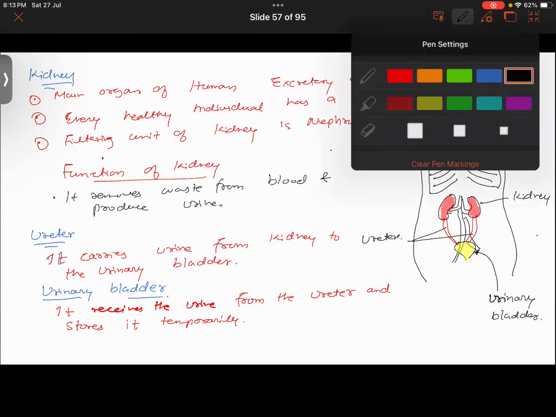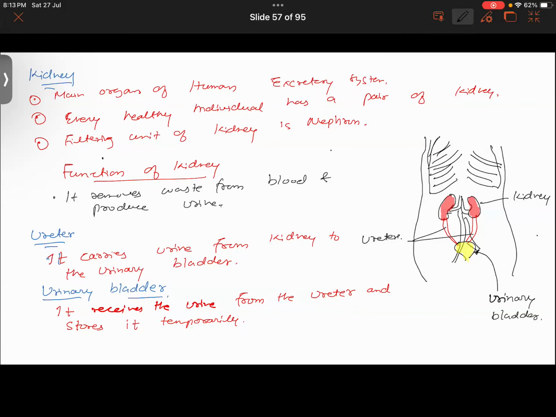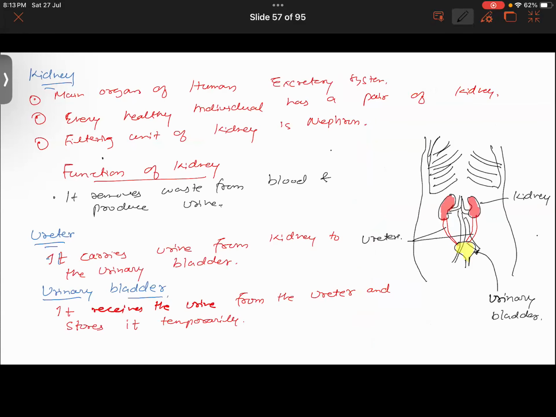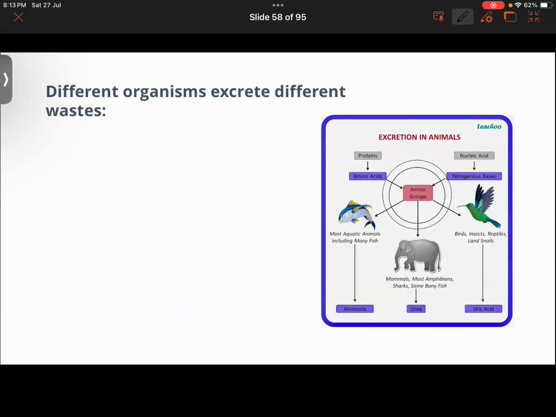Next topic, the urethra. From the urinary bladder, there will be an opening, as you can see in this one over here, the opening of the urinary bladder from where the urine would be coming. That is the urethra basically. You can highlight it using a different color. Talking about the function of the urethra, it is simply an opening from the urinary bladder.